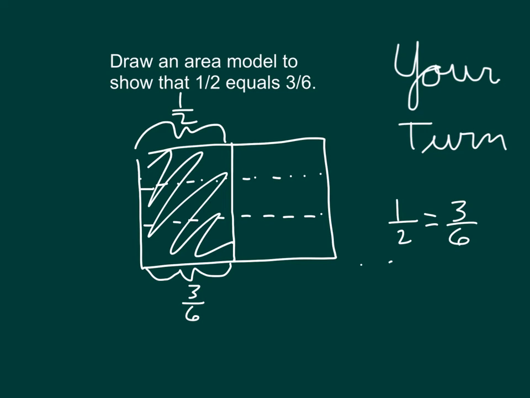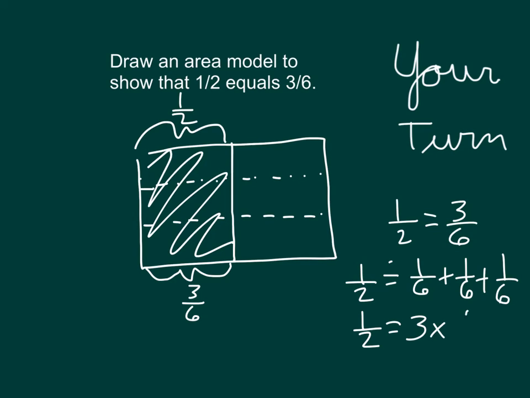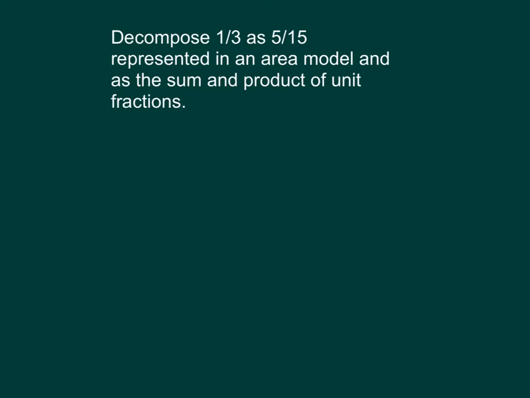And did you write that as a sum of unit fractions as well? 1/2 equals 1/6 plus 1/6 plus 1/6. And that's how many sixths again? Right, 3. So we also could have written it as 3 times 1/6. Let's look at another problem.